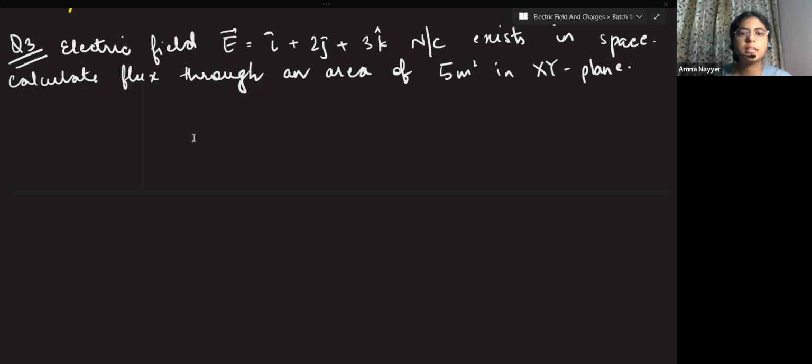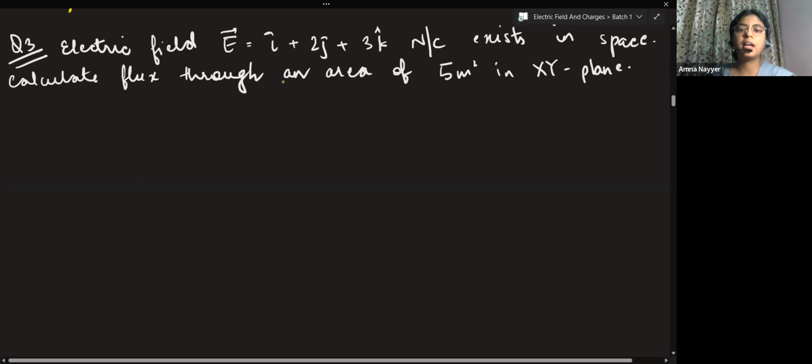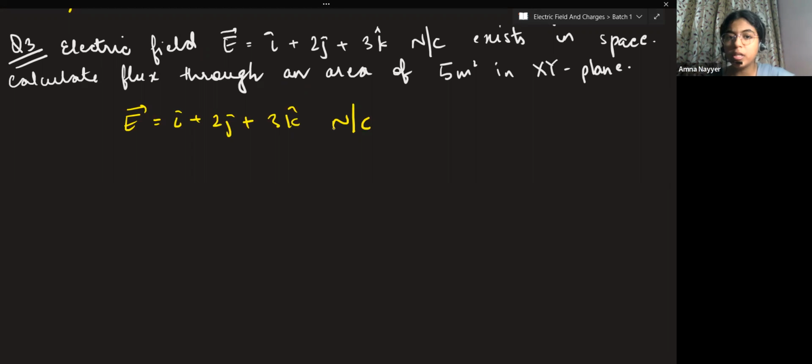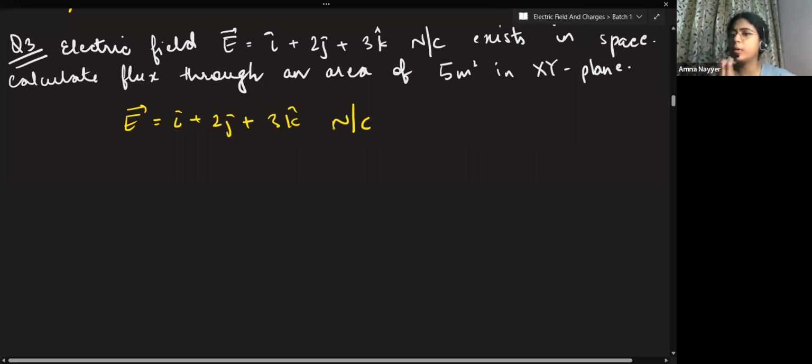Okay, let's discuss it now. So only Shravya has given the correct answer. See, it says electric field is given to you. Electric field is what? I cap plus 2 J cap plus 3 K cap Newton per coulomb. This is the electric field that you have. We have the area's magnitude only. We don't know what is the unit vector because it has not been provided to us.